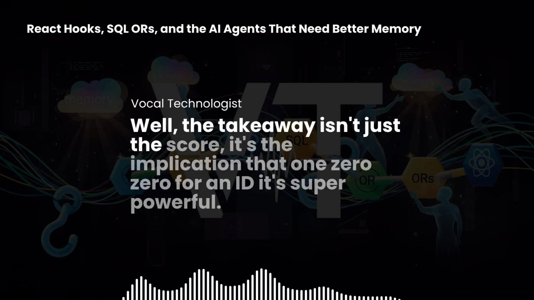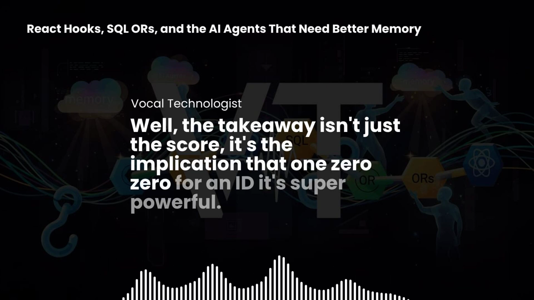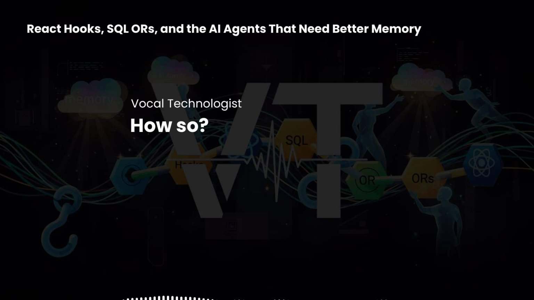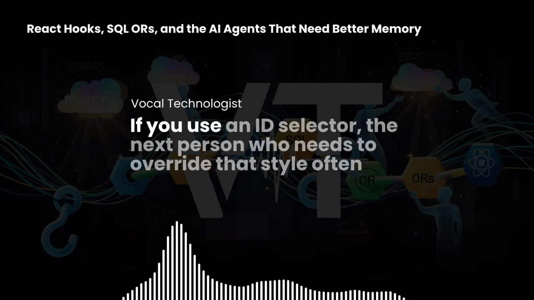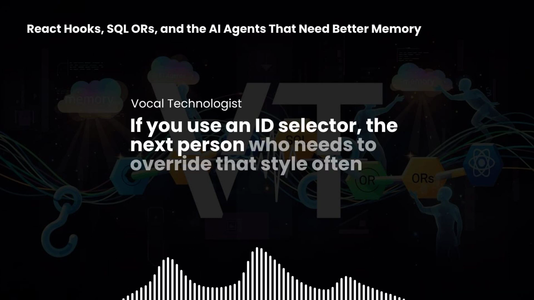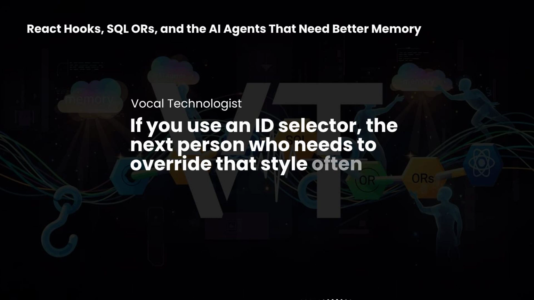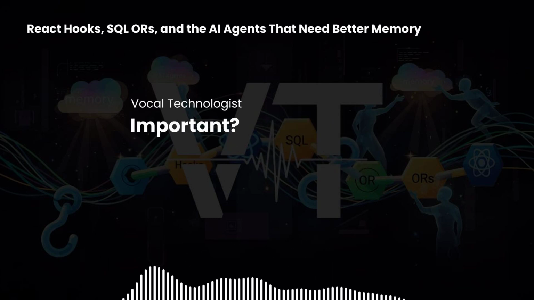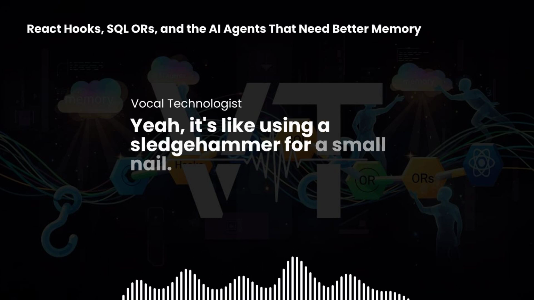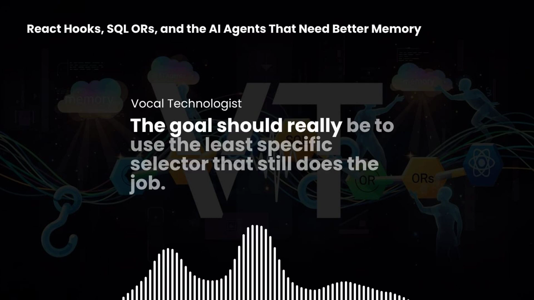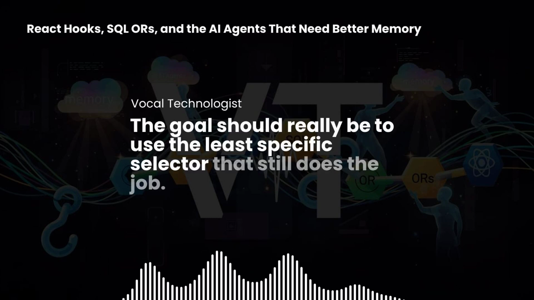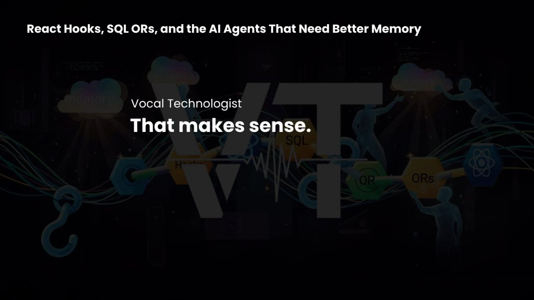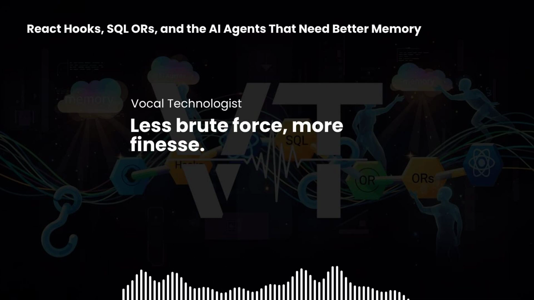Well, the takeaway isn't just the score, it's the implication. That 100 for an ID is super powerful, but it's often a maintenance nightmare down the road. How so? Because it's so dominant. If you use an ID selector, the next person who needs to override that style often feels forced to use another ID, or worse, !important. It's like using a sledgehammer for a small nail. The goal should really be to use the least specific selector that still does the job. Keep things flexible. Less brute force, more finesse.